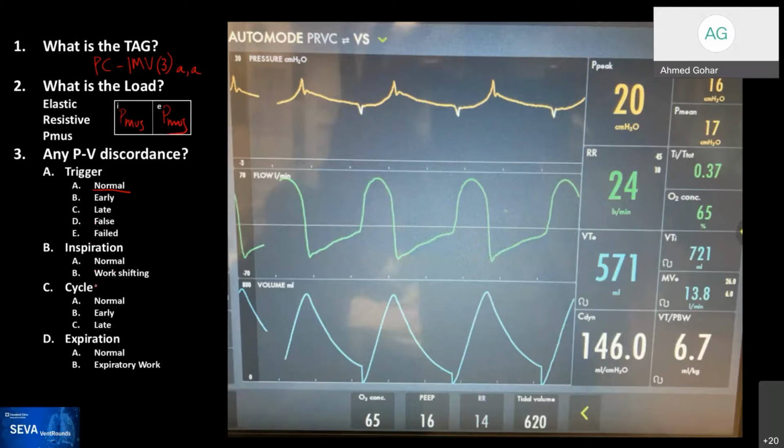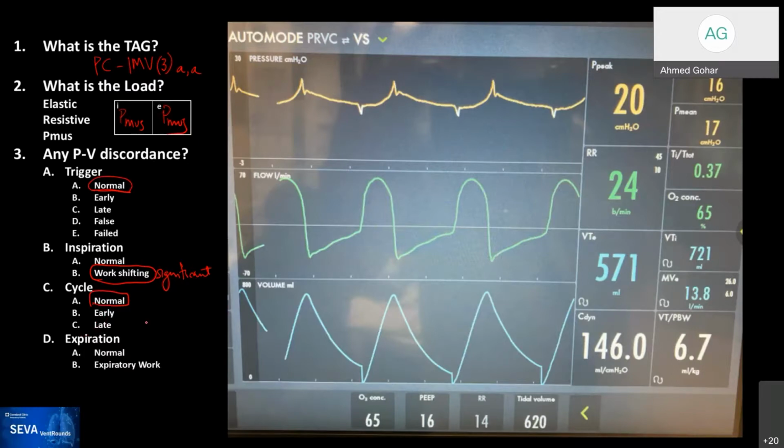And then looking at inspiration, there is some work shifting. It doesn't go below the baseline, but there is a significant degree of work shifting there. And then in terms of cycle, so again, I think these are machine cycled. Now, looking at the pressure waveform, and you look at the end of the pressure waveform, and you wonder, but I think it's appropriately cycled. I think what we're seeing there is a manifestation of the pressure dropping initially due to the Pmus, and then the machine trying to catch up with the pressurization, and that's why we see that peak at the end.